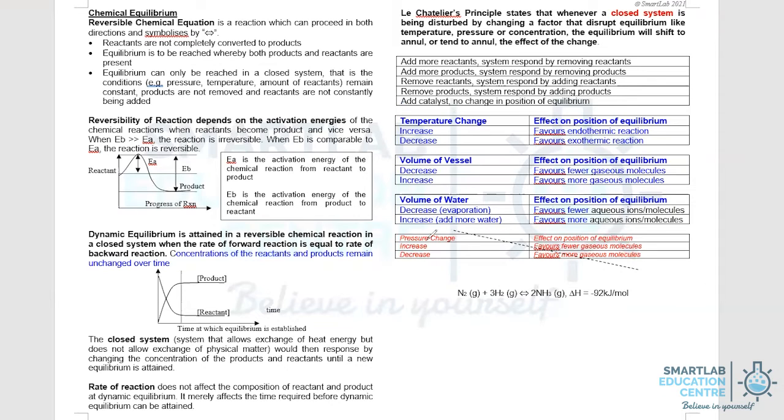Temperature change. When temperature increases, it favors the endothermic reaction. Since the enthalpy change of the forward reaction is exothermic, when the temperature increases, the position of equilibrium will shift backward or towards the left.